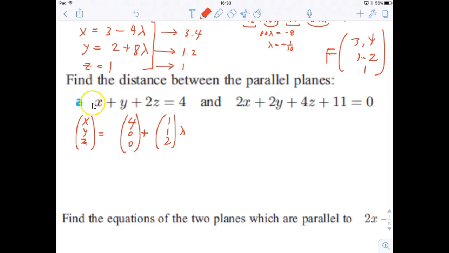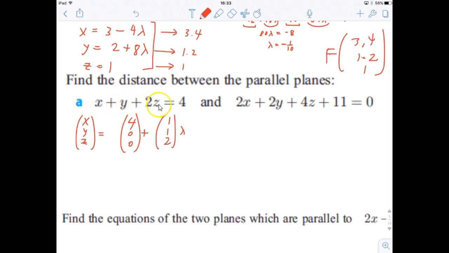the direction vector, by looking at the coefficients here, 1, 1, 2. I'm going to write those as the direction vector, the normal line. That makes sense, right? I'm going to multiply it by lambda. And then I need a position vector. So the position vector could be any point on the plane. A really easy point on the plane would be if I put a 4 here and a 0 here and a 0 here.